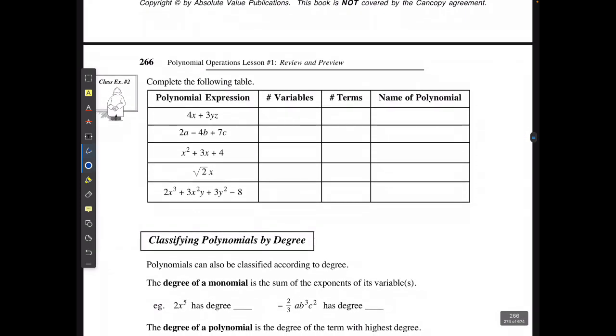If we move on to example 2, and I'm completing the table, well, the number of variables just means the number of different letters that exist. Here I have an x, a y, and a z. There are 3 different variables. The number of terms, once again, refers to how many different monomials are separated by plus or minuses. And here I have 2 terms. Because it has 2 terms, that's called a binomial.